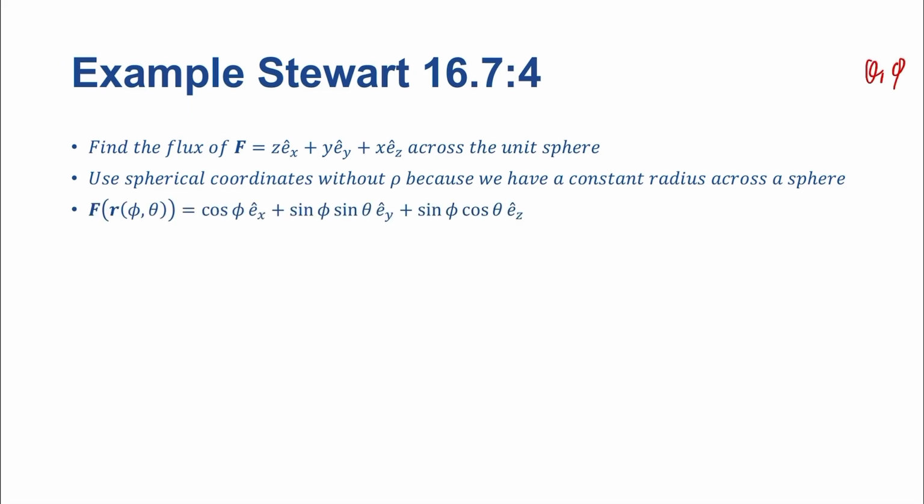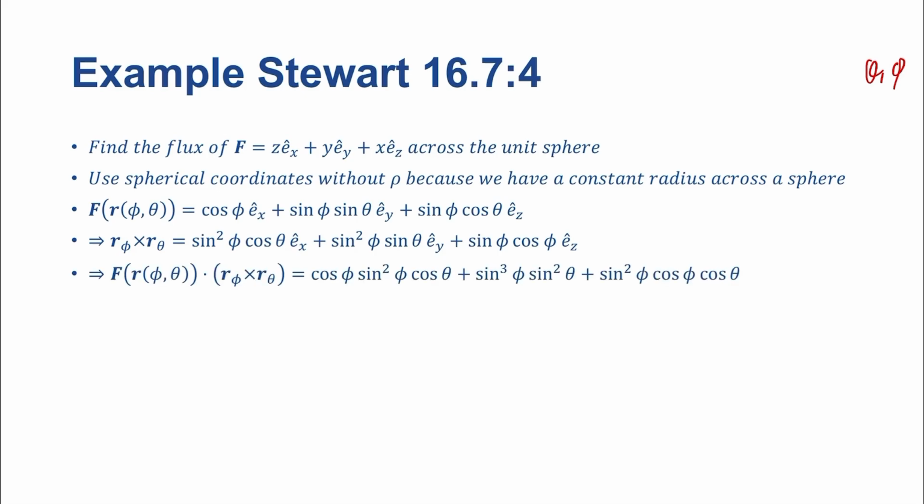Anyways, putting this into the theta phi parameterization, we get F is equal to cosine phi e sub x plus sine phi sine theta e sub y plus sine phi cosine theta e sub z. Now, this should all make sense because this is the spherical coordinates parameterization we've been using forever. Now, if I want to cross the partial derivatives, I'm not going to go through this because we've done this countless times. We get sine squared phi cosine theta e sub x plus sine squared phi sine theta e sub y plus sine phi cosine phi e sub z.